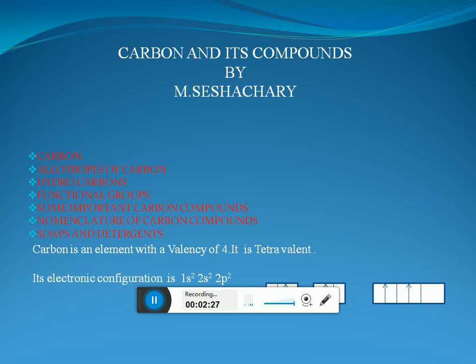Let us go back to the history of carbon. The name carbon is derived from a Latin word carbo, which means coal. We cannot imagine our life without carbon. Everything which we are using consists of carbon. All living things contain carbon. So simply we can say that carbon is an element of life.